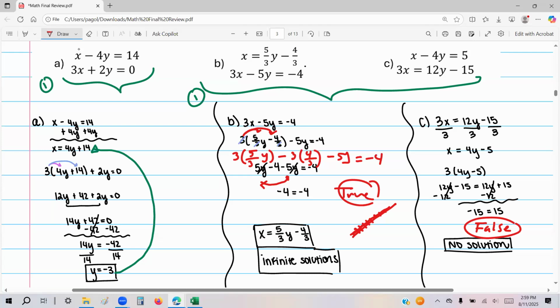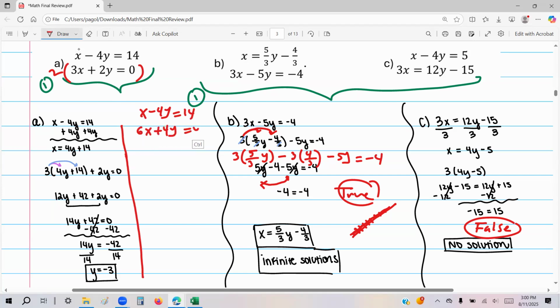Let me refresh your memory with the elimination method. So if you do want to use elimination here instead of substitution, you need to multiply, not the first one, multiply the second one by 2. So we have -4y and +4y, they cancel out. So you have x minus 4y equals 14, 6x plus 4y equals 0.